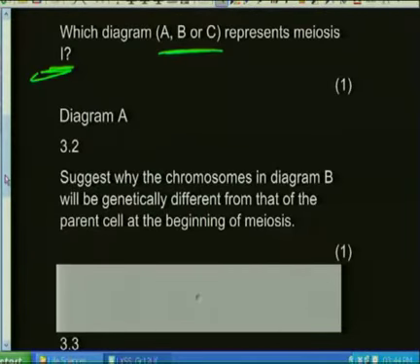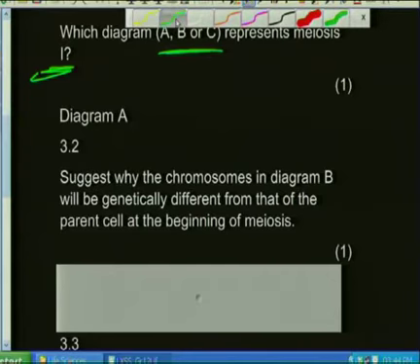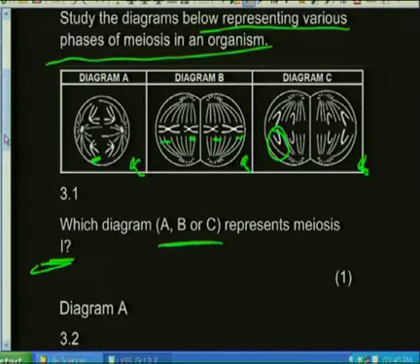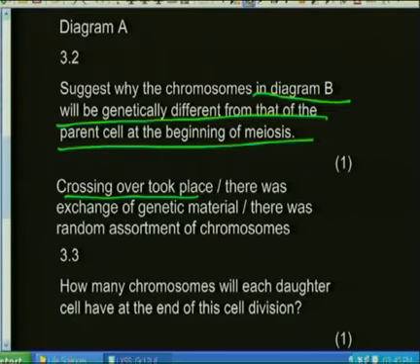Suggest why the chromosomes in diagram B will be genetically different from that of the parent cells at the beginning of meiosis. Why would these chromosomes here be different from the original parent? We discussed the whole question on that earlier, and that would be because crossing over has taken place. There was exchange of genetic material, and there was random assortment of chromosomes as well. But the most important part would be up to there especially.